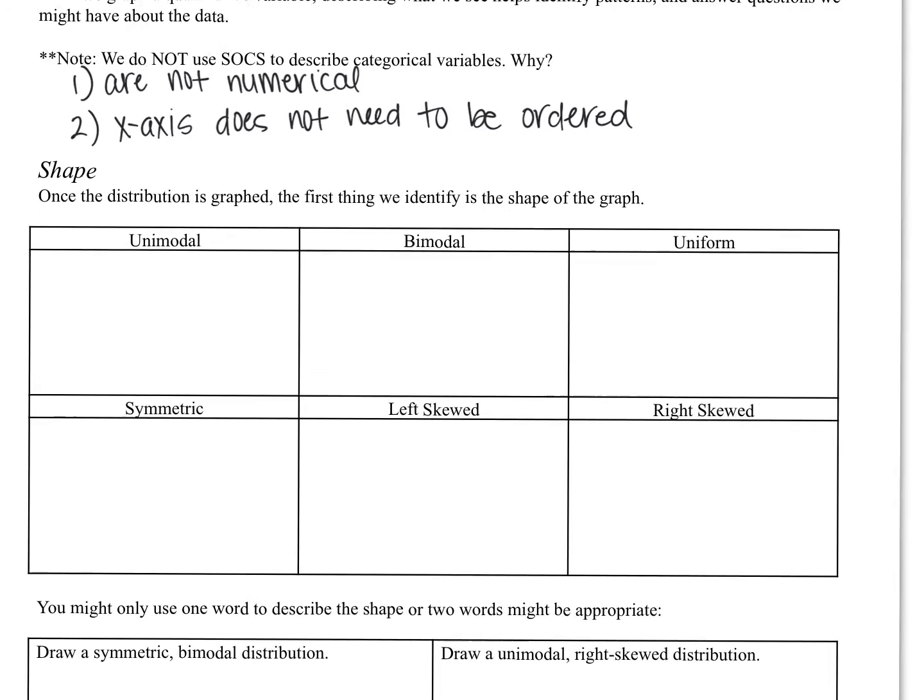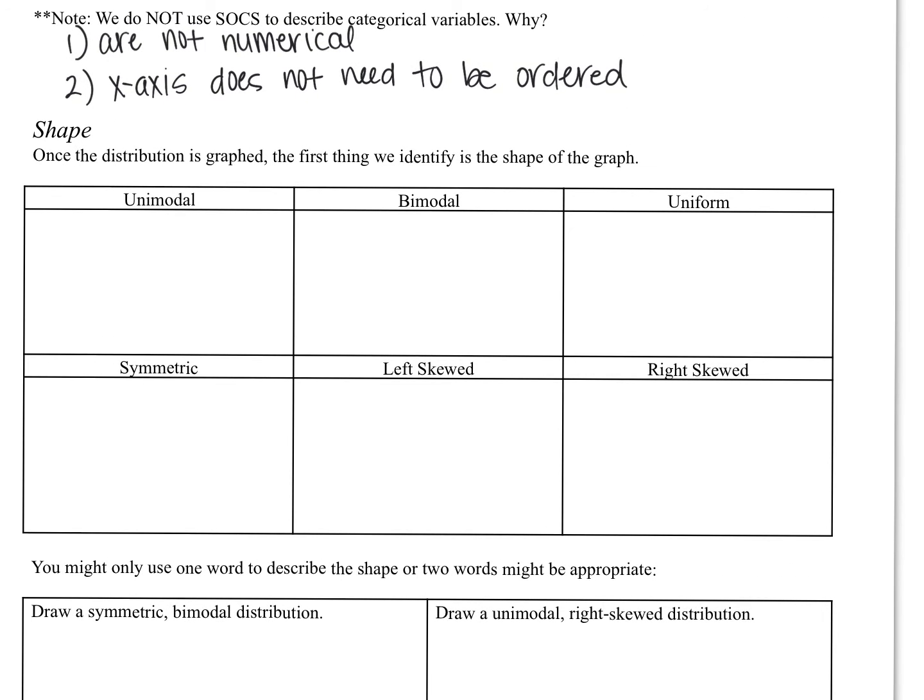That brings us right into what I was just talking about, shape. Once we graph a distribution, the first thing we do is identify the shape of the graph. There are 3 main types of shape: unimodal, bimodal, and uniform. Unimodal graphs have one hump. We can have one hump where it's symmetric, or one hump where it's skewed in a specific direction, which we'll talk about in a little bit as well. It just means there's one curve, or one hump, if you will.